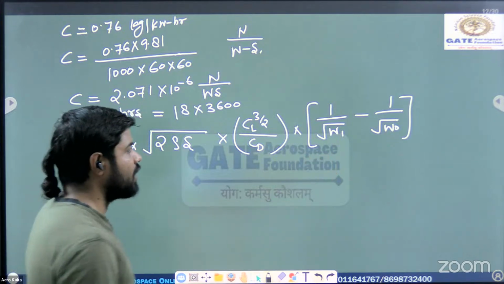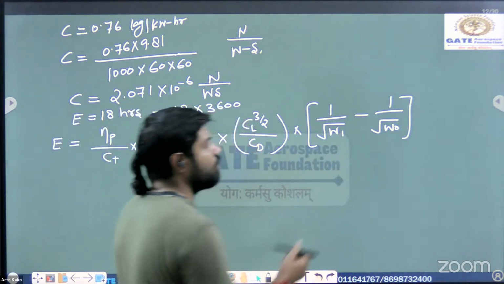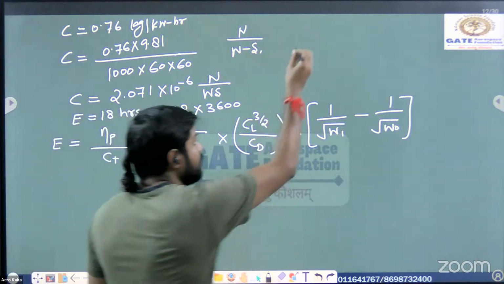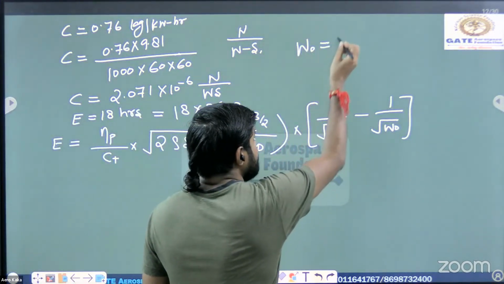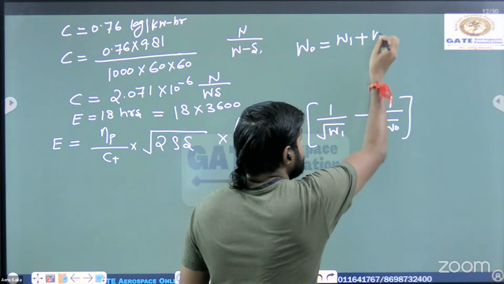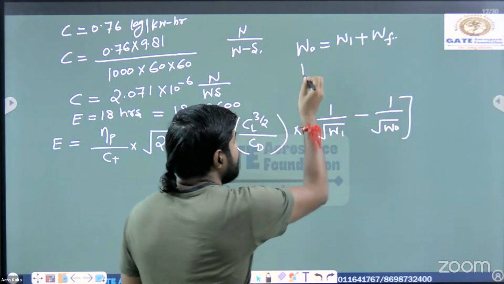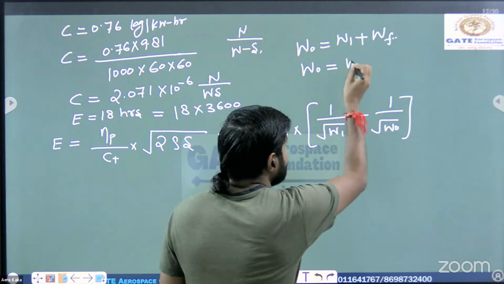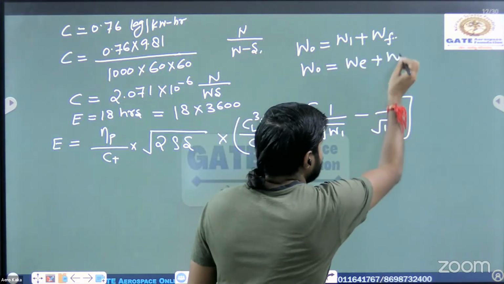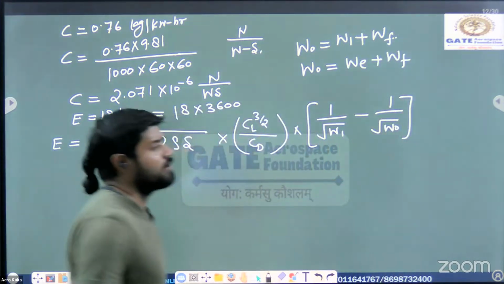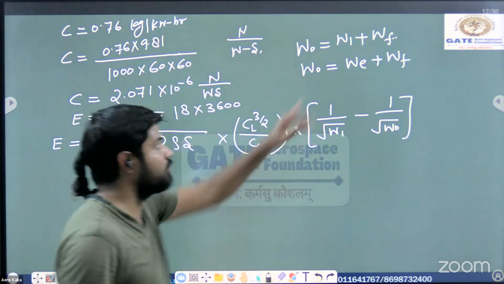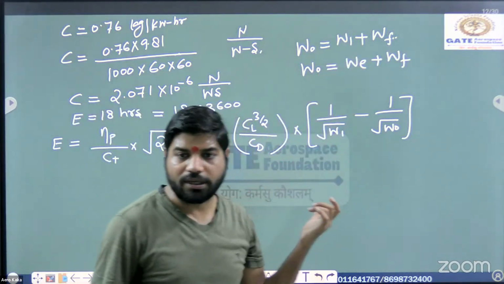Okay. Now what I'm doing here, since you need the weight of the fuel, please remember this W0 is nothing but W1 plus WF, or simply you can write this W0 is nothing but WE plus WF. Just go through the derivation part. We have taken this W1 is nothing but WE, right?